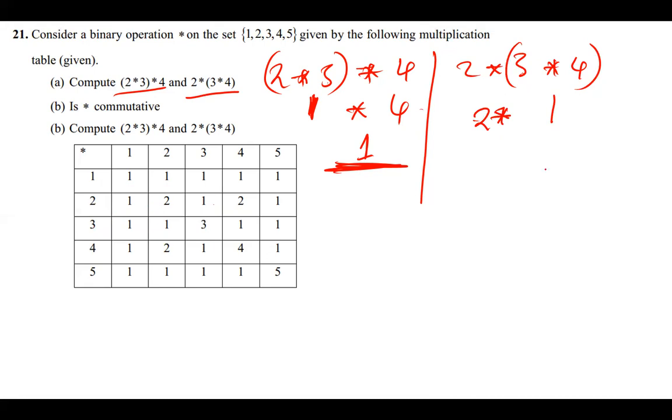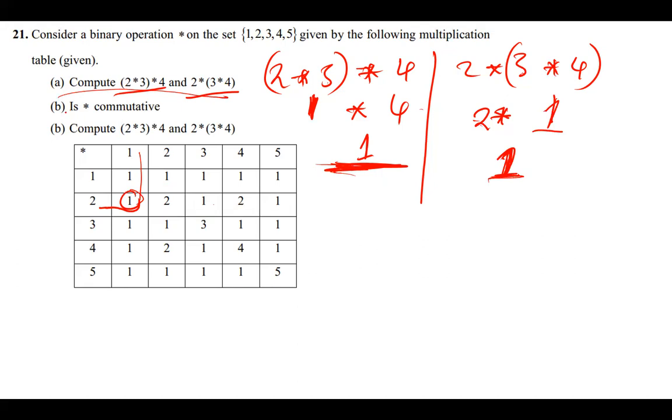So 2 star 1, we have 1 there, then we have 2. The meeting point of 2 and 1 is there, which is just 1. So 2 star 1, the answer is 1. We have found what we wanted, or what they wanted us to find. Compute this, and we have found that. And from this, I think we can even conclude to say the given operation is associative, according to what we have discovered on these 3 numbers.